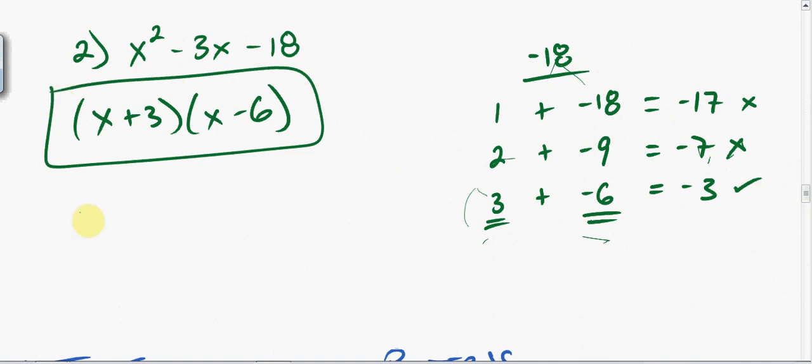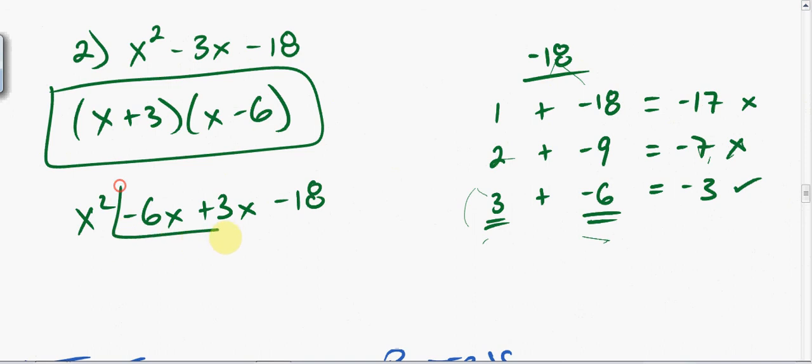So x times x gives us x squared. X times negative 6 gives us negative 6x. 3 times x gives us positive 3x. And 3 times negative 6 gives us negative 18. Combine our like terms, and we get x squared and negative 6x plus 3x gives us negative 3x minus 18. And we can see that our two trinomials match. So we're confident in our answer, and that's the end of part 2.